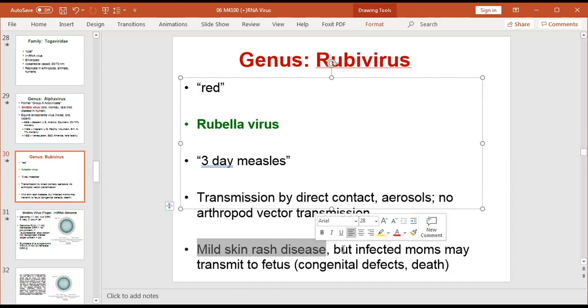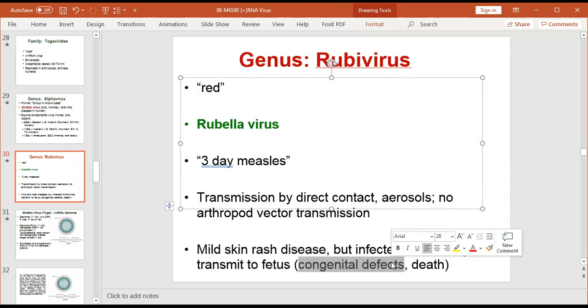However, pregnant mothers can transmit the disease to their fetus, and upon transmission to the fetus, it can either cause congenital defects or it can cause the death of the fetus.